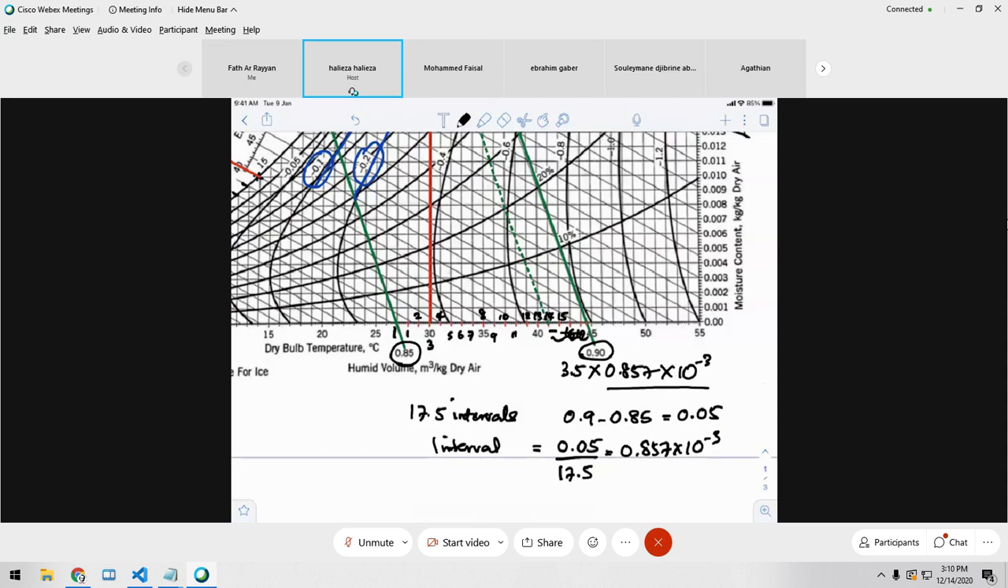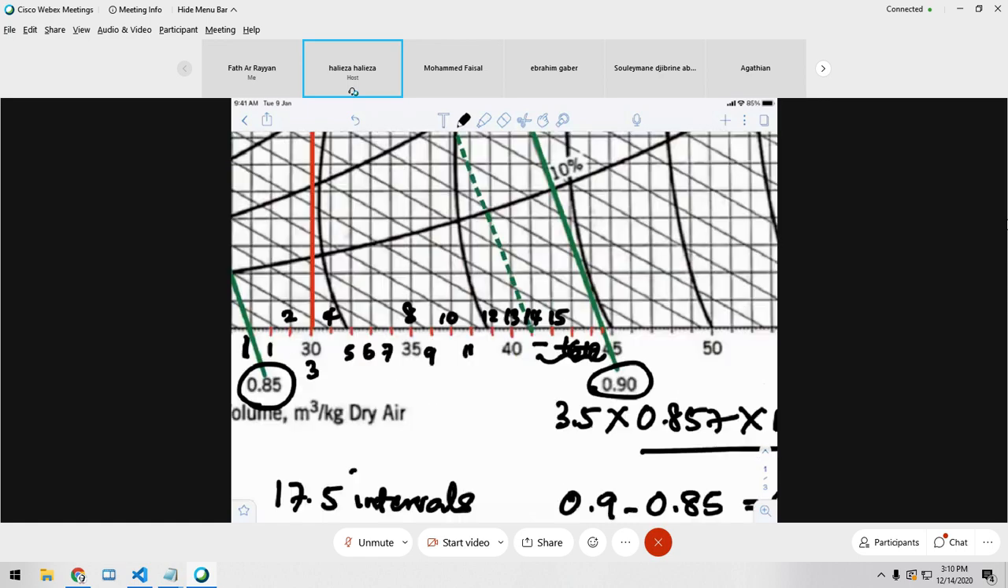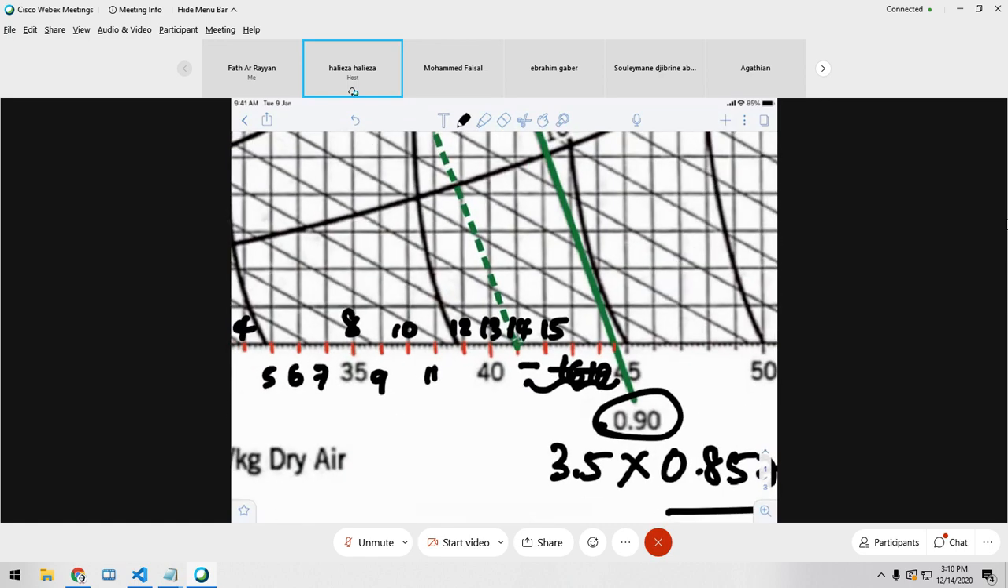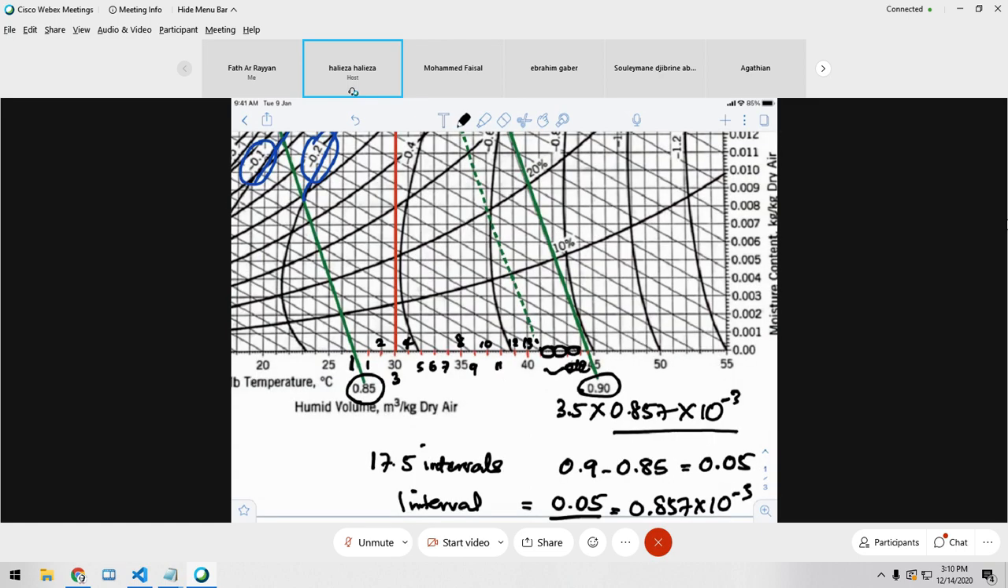So now, let's zoom in. I'm going to erase this. I don't want too much of this. If I project that down, now I have one interval, two intervals, three intervals, that's 3.5. So I multiply 3.5 with the value of the one interval. What should I get? 3.5 times 0.857 times 10 to the power of negative 3. That is approximately 3.0 times 10 minus 3.